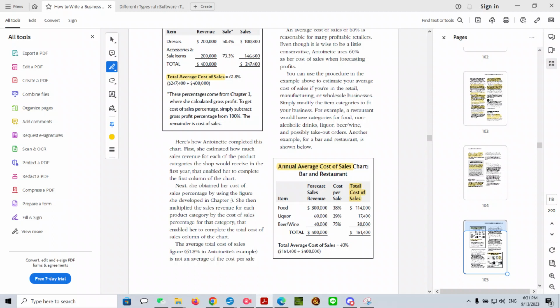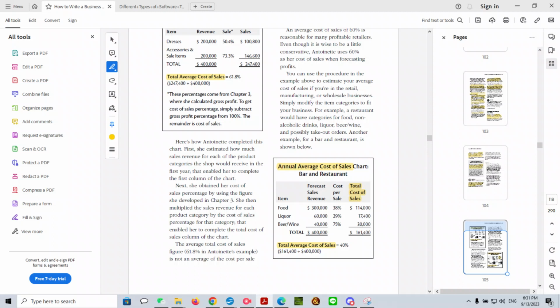For total cost. Now, for total average, that's a different story. Total average cost per sale. We have total average cost, which is the average cost per sale, in terms of a percentage. I don't like how they phrase this, but basically that's what it is. What you do is you can take all of these numbers, 38 plus 29 plus 75, add all of them up, and divide by 3, because there are 3 itemized sales.